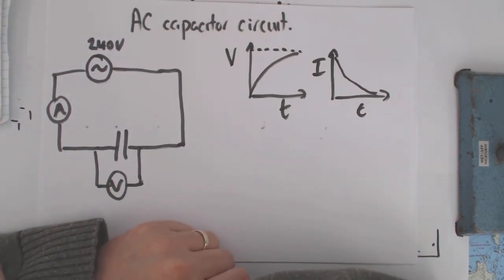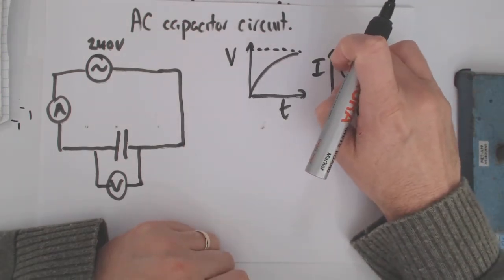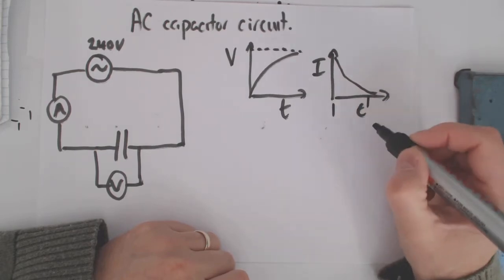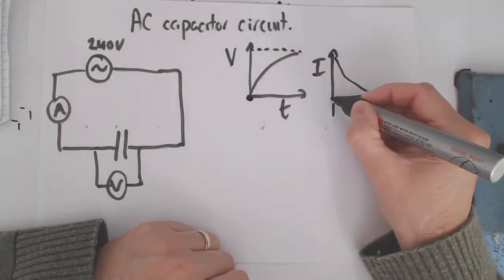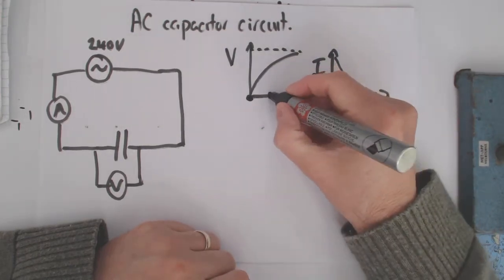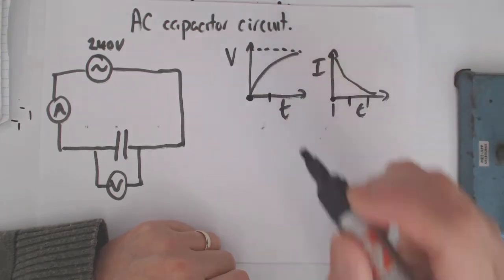So which one is maximum first? And I think you can see that it's your current. At a given time, this time comes before this time. So if this is the same time, which it is, then this one's at 0 when this one's at maximum. A little while later, this one has dropped down, but this one has gone up.